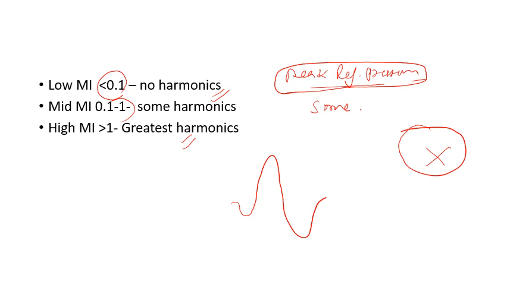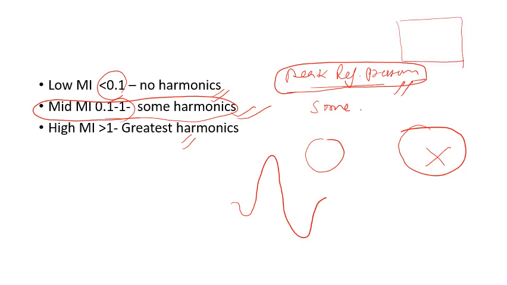So for practical purposes, we should select a mid MI, that is between 0.1 to 1, so that a particular peak rarefaction pressure is given and the bubbles will be resonating with the harmonics. So good harmonics are created in the mid MI range. Whenever you are seeing a contrast enhanced ultrasound on the monitor, you will be able to see that MI is between 0.1 to 1.